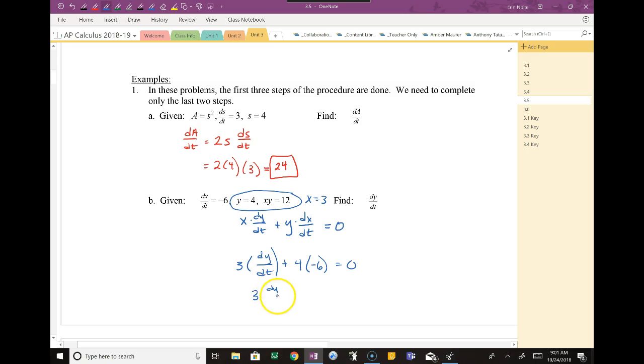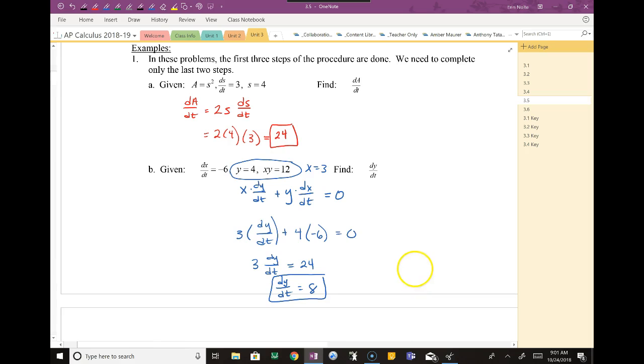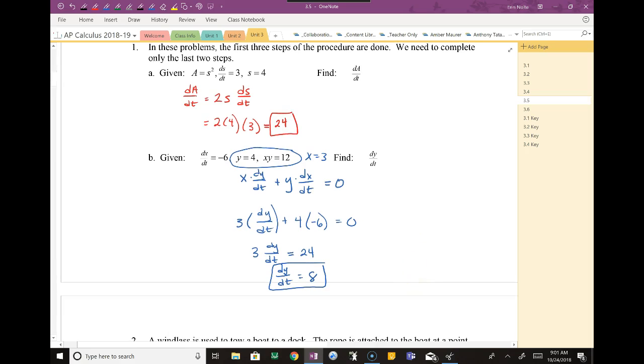So to isolate my dy/dt, can I go ahead and add the 24? Everybody's okay with me saying equals 24? Is that all right? And then divide by 3. So what's my dy/dt? Oops, dy. It's important to write your variables correctly. dy/dt is 8. So that means that the length of the y is changing at a rate of 8 units per second. Or per minute, could be per minute, yes.